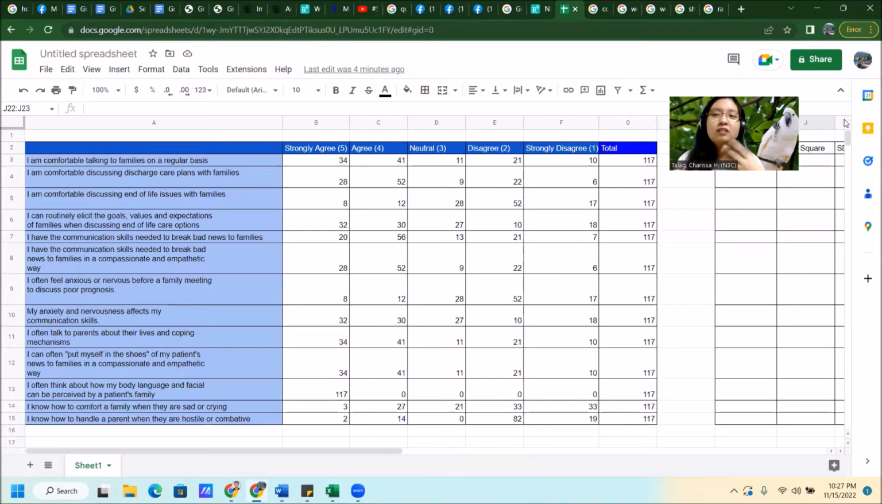So for us to get the interpretation of our questionnaire, the statistical method we will use is called weighted mean. Just search what weighted mean means. So it is a statistical method that blah blah blah blah.